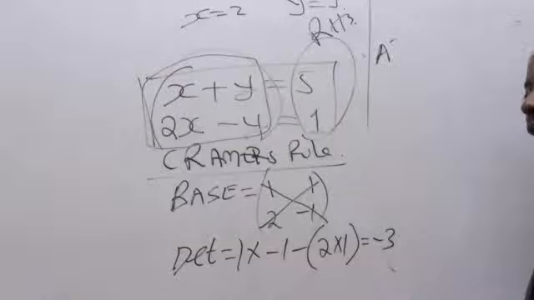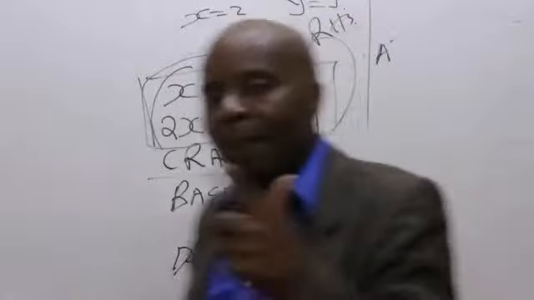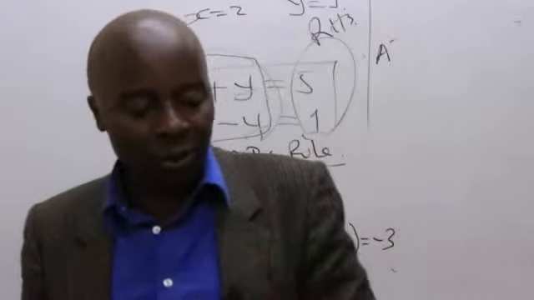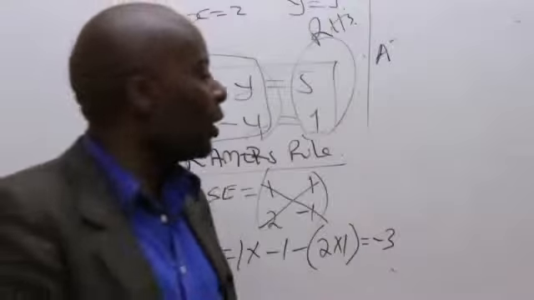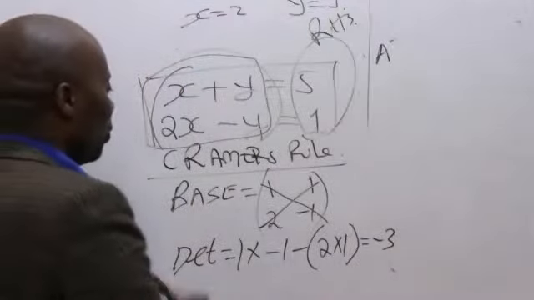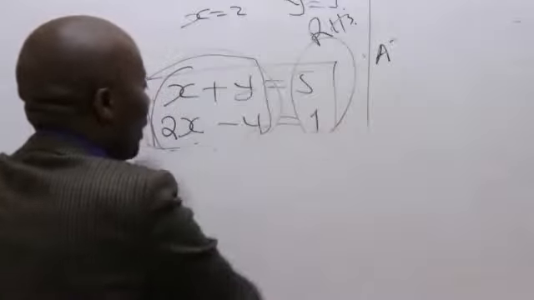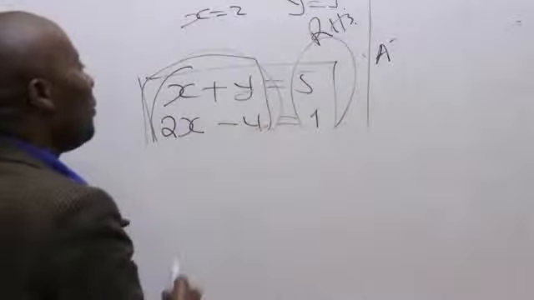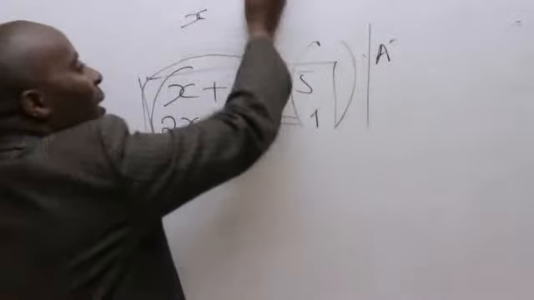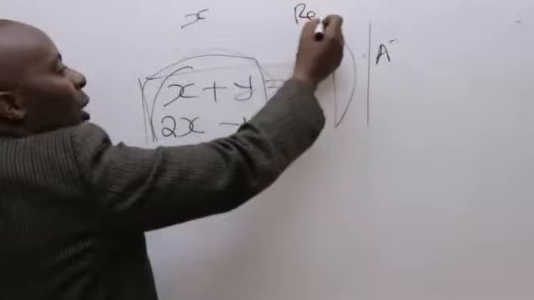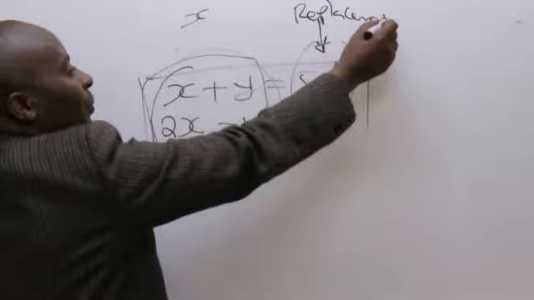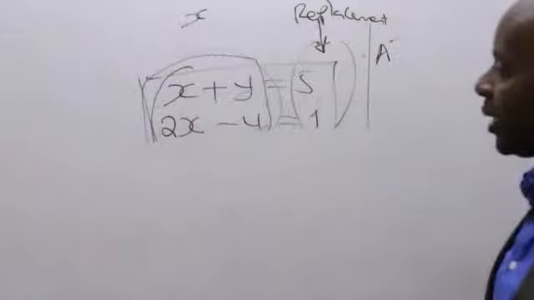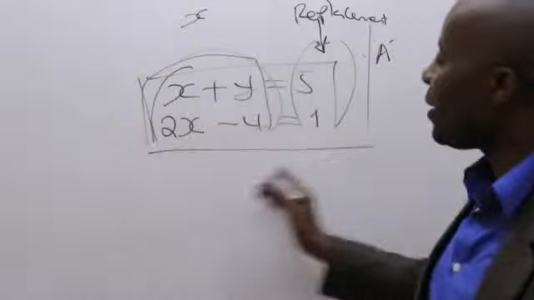Now, ladies and gentlemen, having gotten the determinant, how do I make use of the Cramer's column rule? Very easy. This is quite an easy thing to be done. Ladies and gentlemen, remember that under Cramer's, this column has a special name called what? Replacement. This column has a special name called replacement.